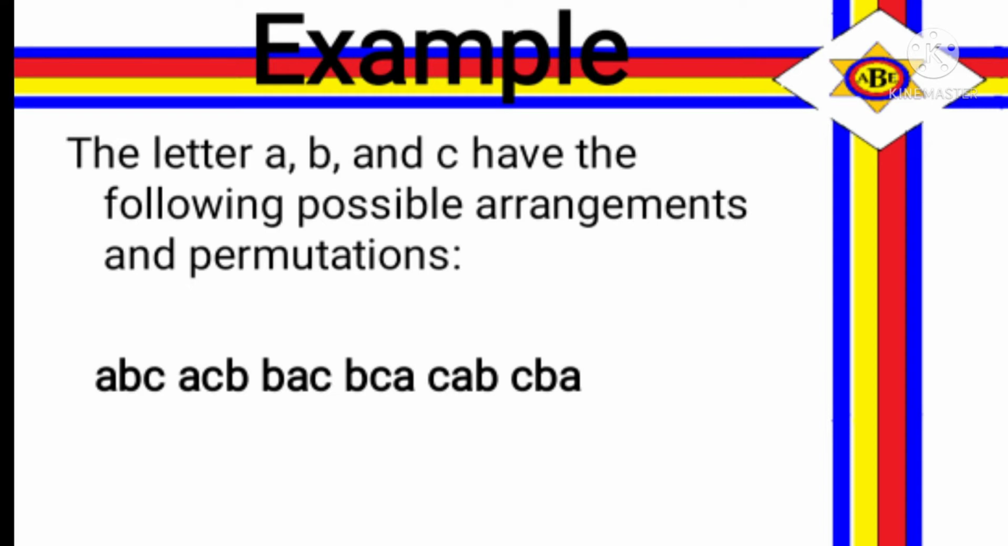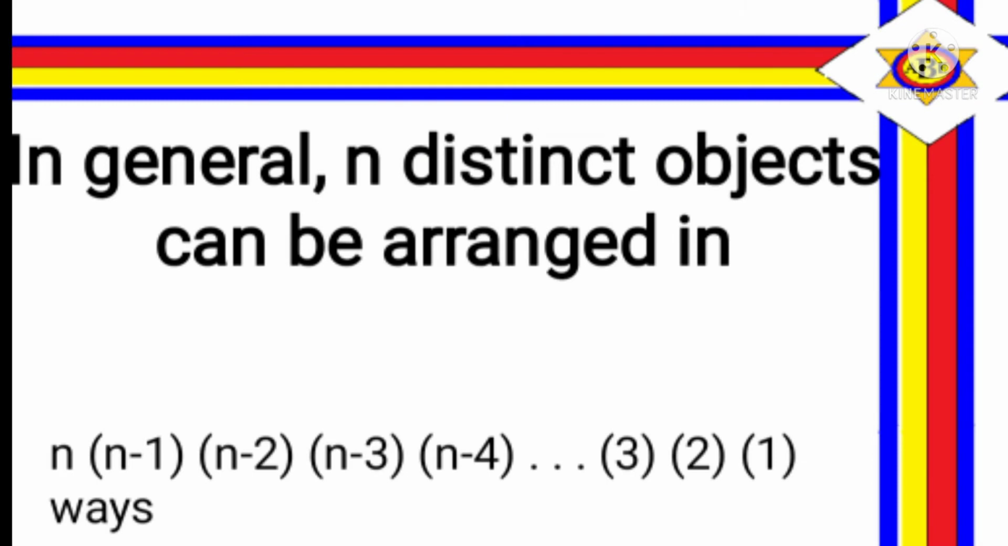In general, n distinct objects can be arranged in n times (n minus 1) times (n minus 2), and then n minus 3, n minus 4, and so on and so forth, until it reaches 3, 2, 1 ways.